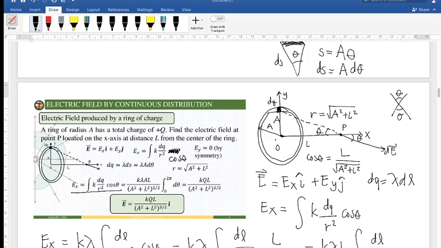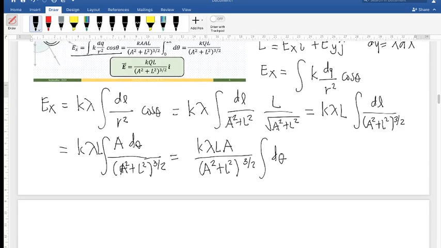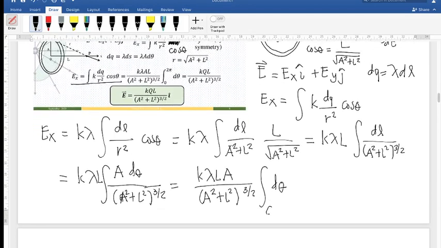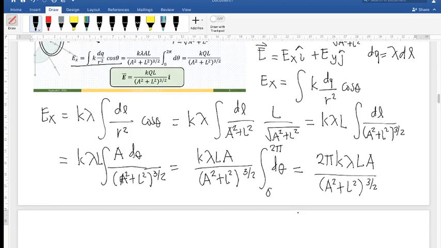For a perfect circle, one full rotation is equal to 2 pi. So meaning we have to integrate our d theta, the arc length it produces, from 0 to 2 pi or 360 degrees, di ba? So that is simply equal to 2 pi. Okay, so we have 2 pi k lambda L a over a squared plus L squared raised to 3/2.